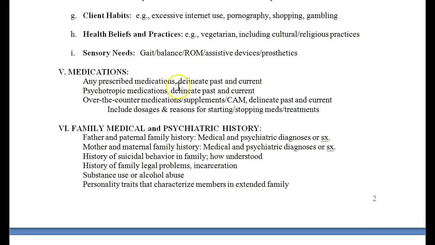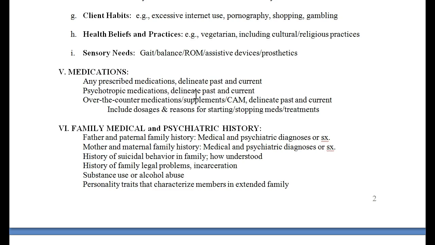Medications. These again are very important. You really want a pretty detailed history to the extent that you can derive it. You want to check accuracy with your collateral sources. You want to know about medical medications as well as psychotropic medications, and it's also helpful to know a timeline.